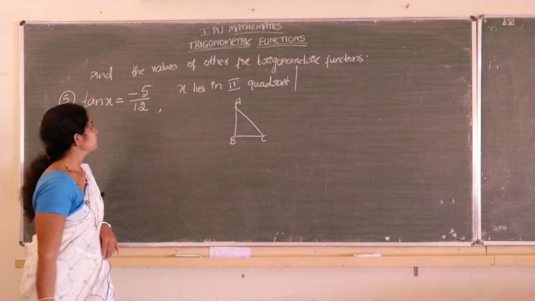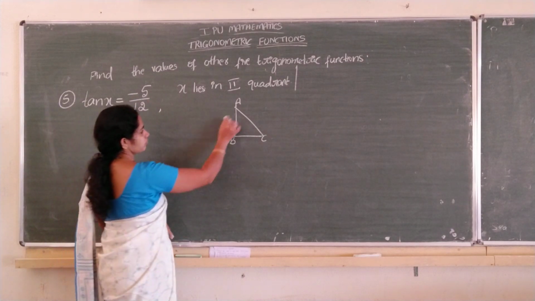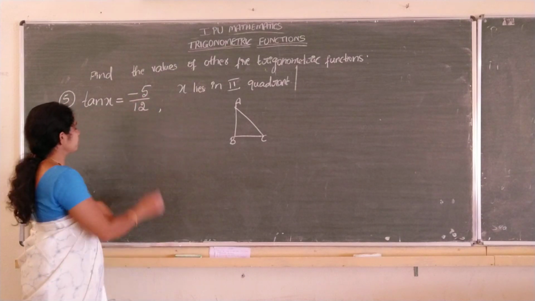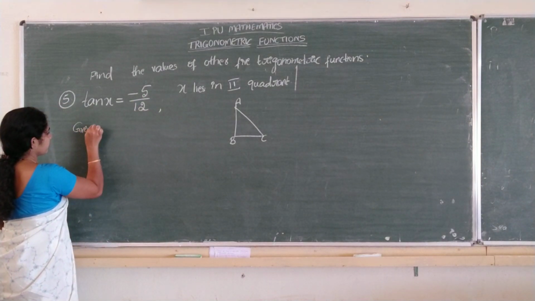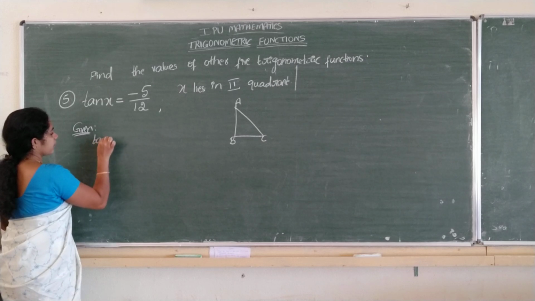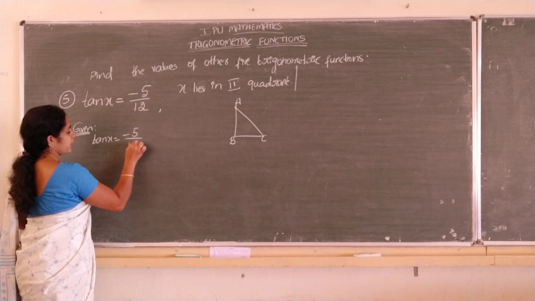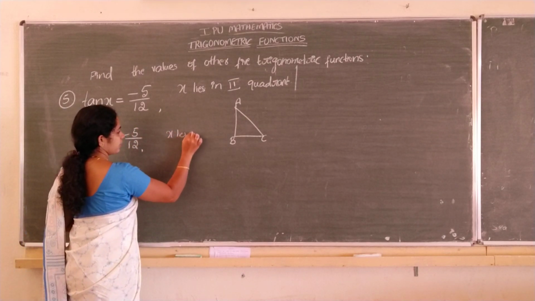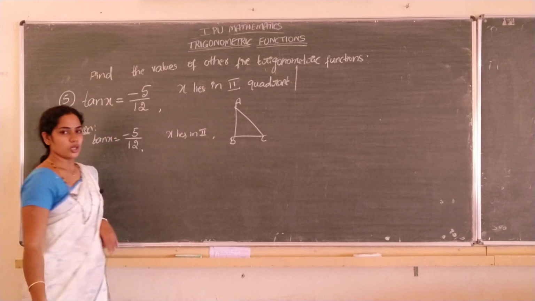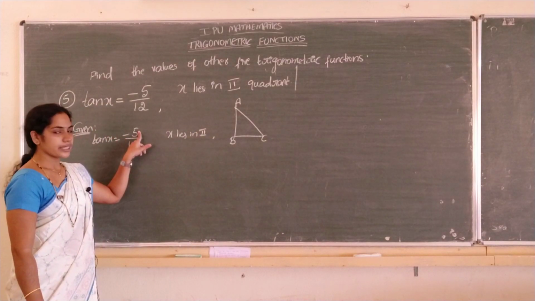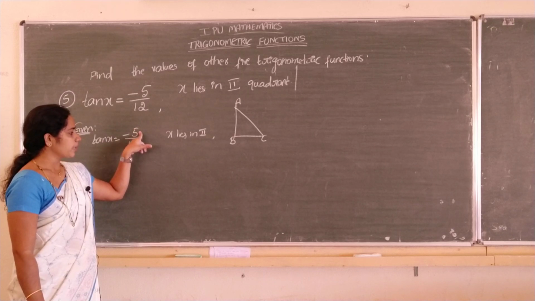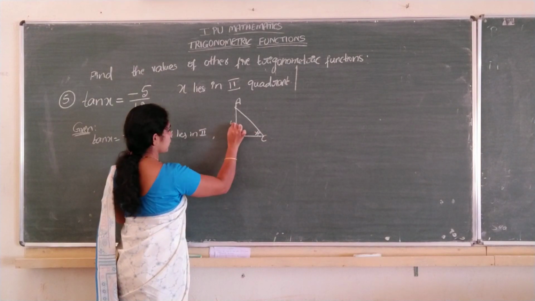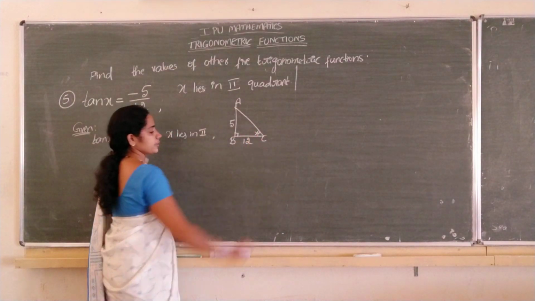A, B, C. Here, tan x can be defined as given: tan x equals minus 5 by 12, where x lies in the second quadrant. Tan x can be defined as opposite by adjacent. Here, this is x, opposite is 5, adjacent is 12.